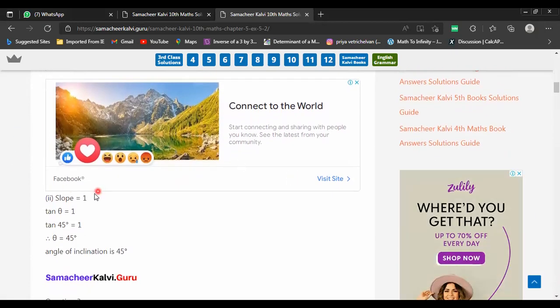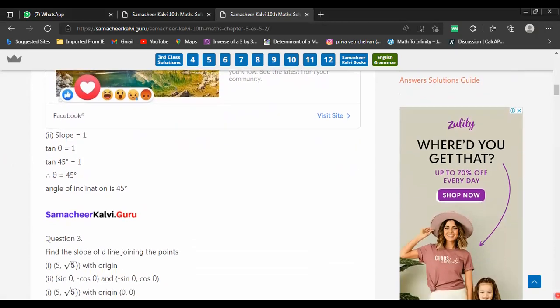And the next subdivision, slope is 1, which means tan theta is equal to 1. So tan theta equal to 1 means when theta is 45 degree, tan 45 degree is 1. So that's your angle of inclination.